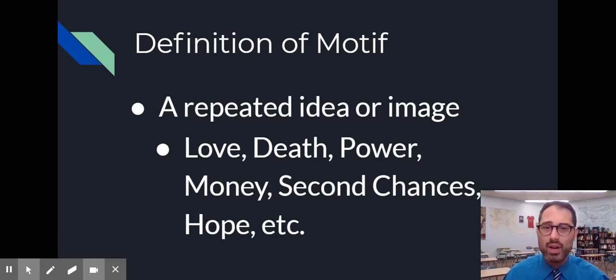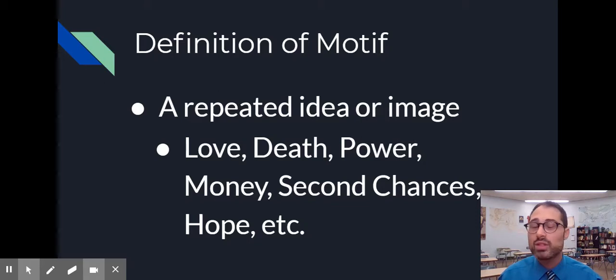So we might have repeated ideas or discussions or events in the book that deal with love or death or power or money or second chances or hope. Any of these things can be a motif. They keep popping up. They're mentioned more than once.